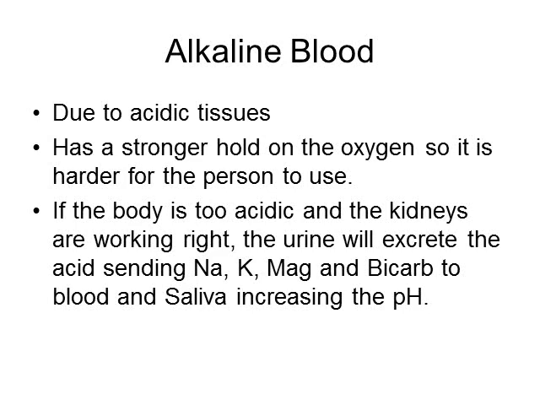If the body is too acidic and the kidneys are working right, the urine will excrete the acid, sending sodium, potassium, magnesium, and bicarb to the blood and the saliva, which will increase the pH. The downside is you can't digest protein, and when the blood is too alkaline, then it promotes more viral growth.